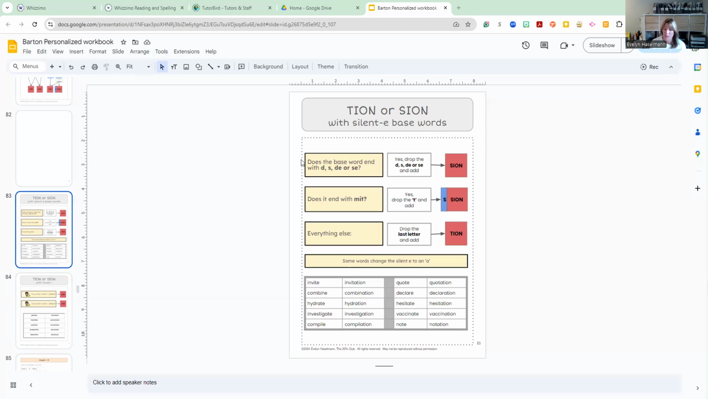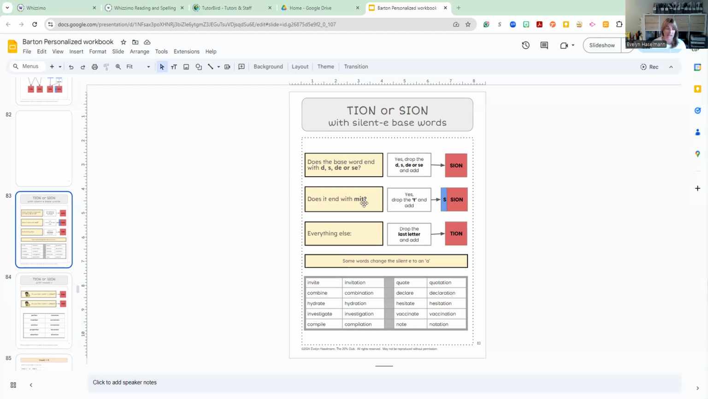It's pretty straightforward, although this is a continuation of the most complicated rule that we've learned, but this is one step that will make it a little bit easier. So does the base word end with D, S, DE, or SE? We call it a dear sweet rule. If the answer is yes, you're going to drop those letters and add SION.